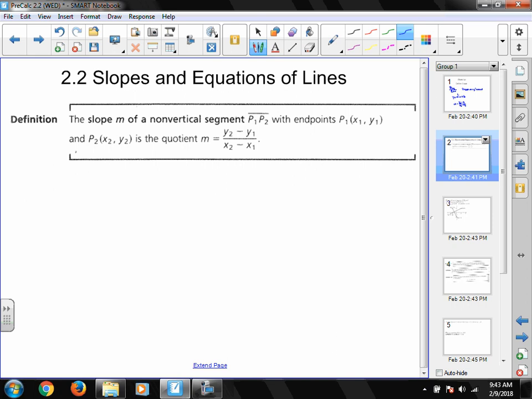So right away we're going to talk about slope. The slope of a non-vertical segment, meaning it's not going straight up and down, since the slope of a vertical segment is undefined. Of some segment, P sub 1 and P sub 2, where you have your two endpoints, your slope is going to be your slope formula: y sub 2 minus y sub 1 divided by x sub 2 minus x sub 1. So you guys have used this quite a bit here.